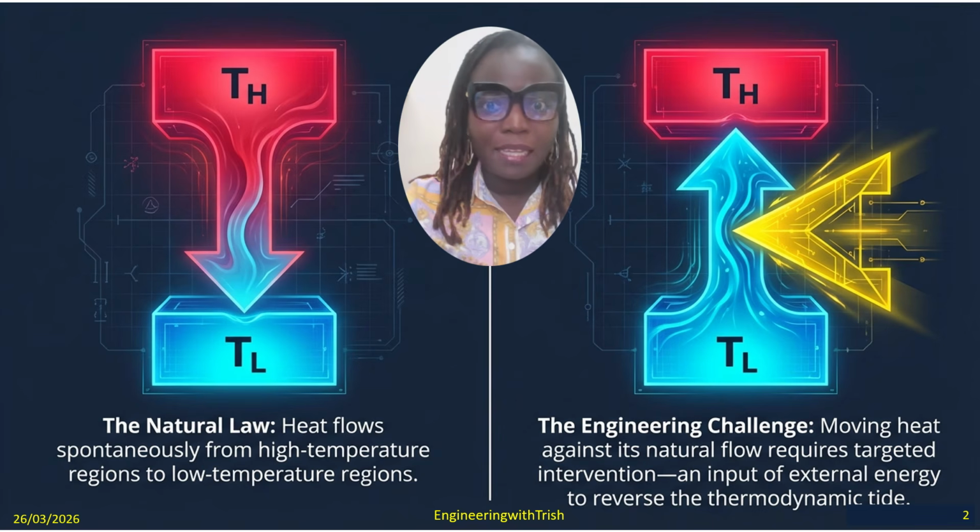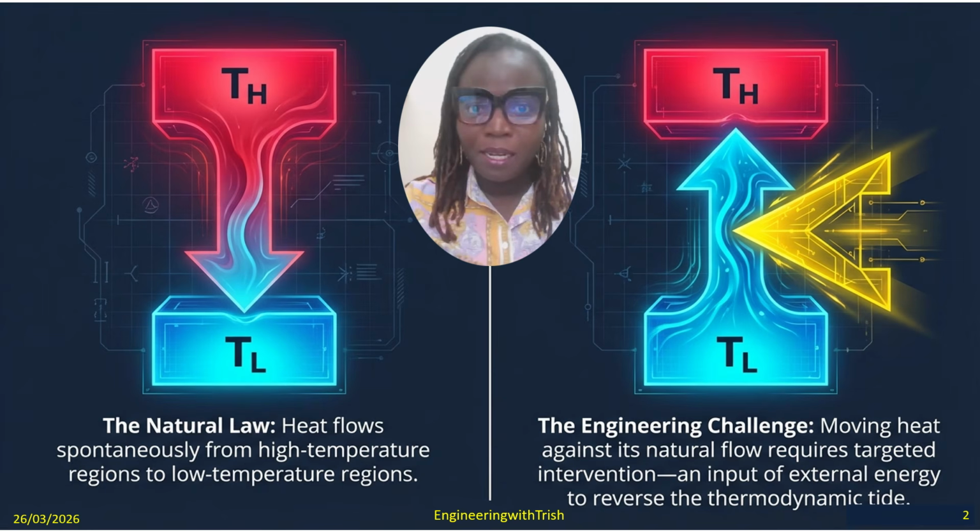So what do we see here? I think now you all agree with me that heat flows from a higher temperature region to a lower temperature region. That is what we see here. But refrigeration does the opposite. It moves heat from the cold region to the hot region. And that is why we need work input for this to happen.